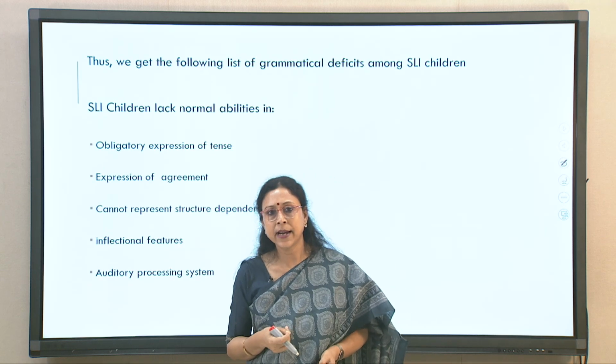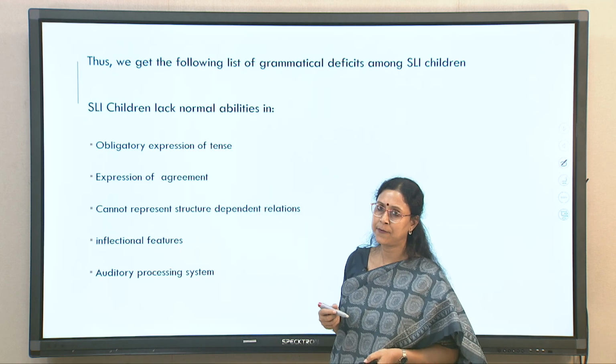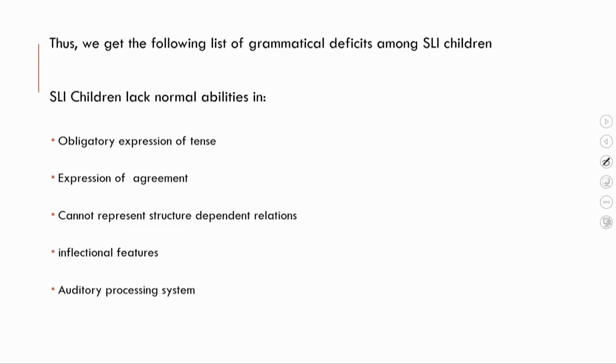So, these are the areas where they typically have problems: obligatory expression of tense, expression of agreement, inability to represent structure dependent relations, inflectional features and the auditory processing system. Inflectional features often connect with the expression of agreement and tense marking. So, that is one major area.